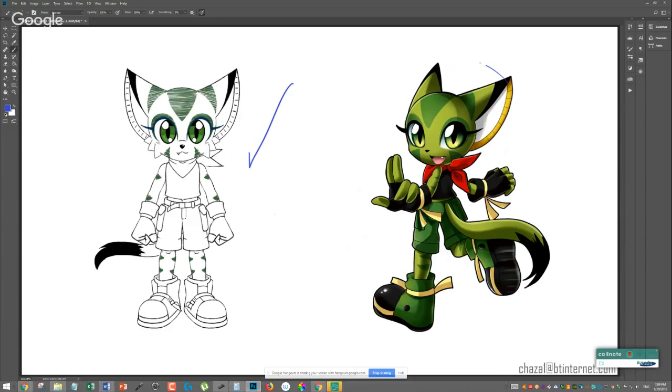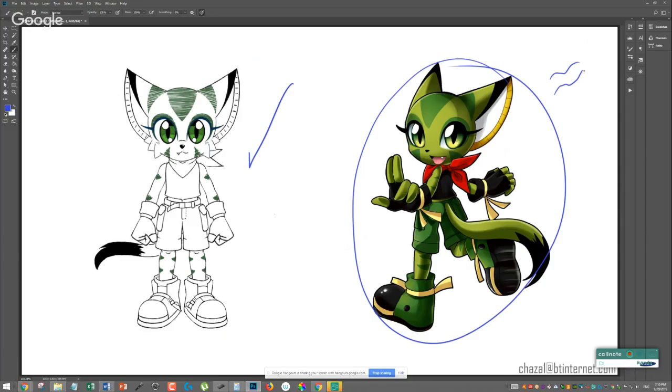Now, the painting is so-so. That's my symbol for so-so. Instead of this or instead of this, that's so-so for me. Okay, so you need to improve the shading techniques.